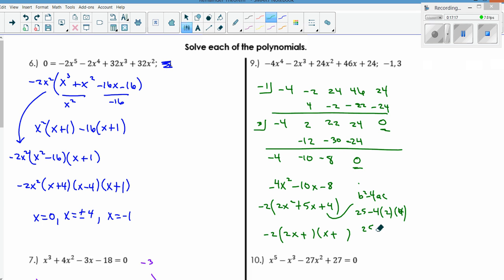Well, this gives me 25 minus 32. So this is a negative 7, which means there are no real solutions, because I'd be taking the square root of a negative 7. That means my only solutions are the ones that I was actually given to start with, just those two. Okay?